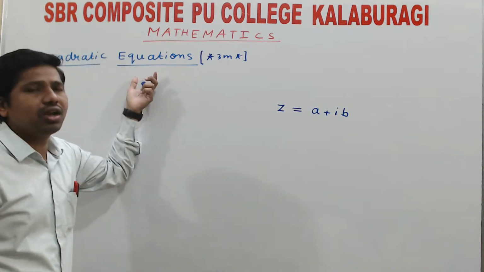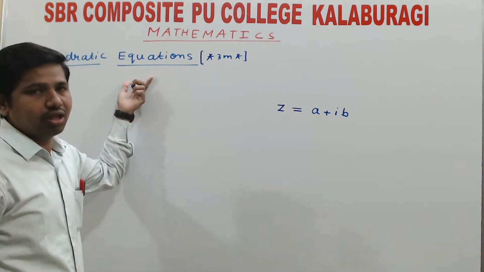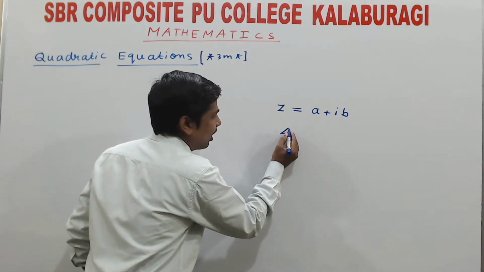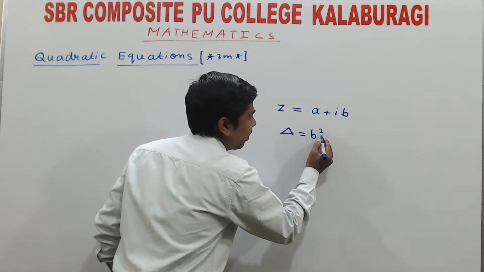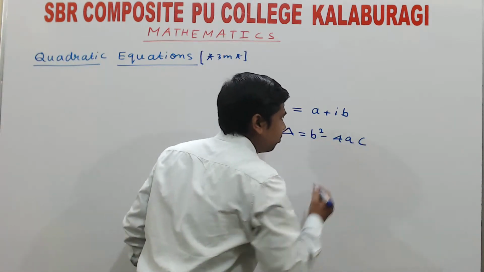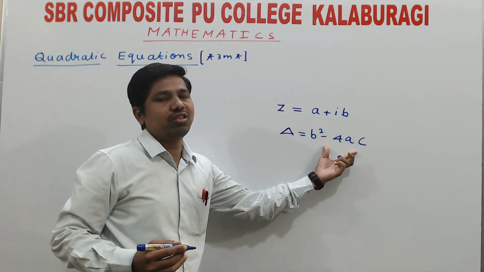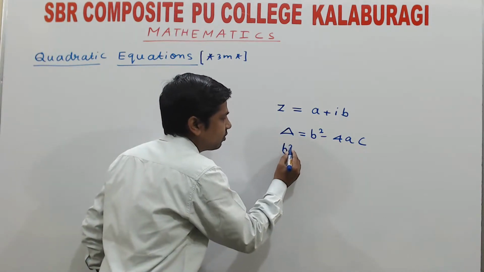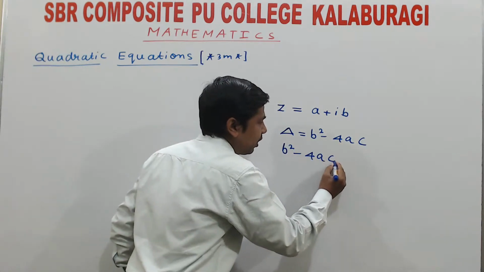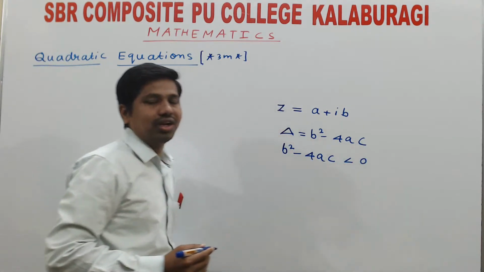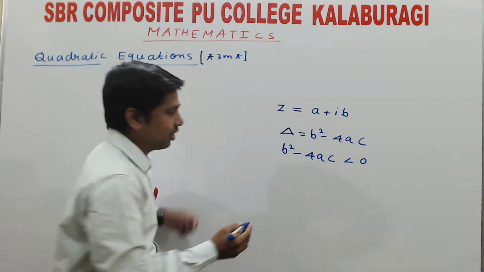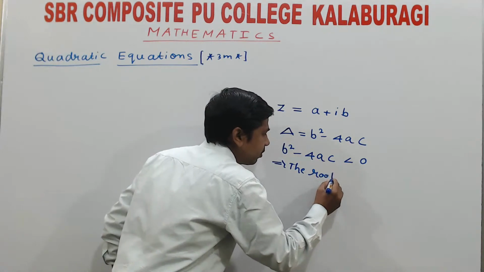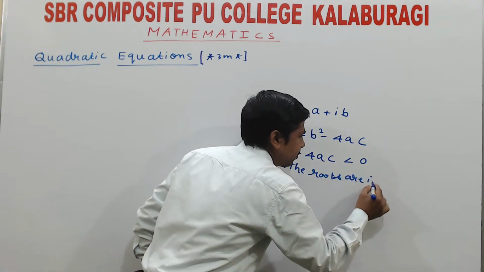And you have observed that while solving a quadratic equation, the roots of the quadratic equation depend upon your discriminant, that is delta. Delta equal to what? b square minus 4ac. The roots depend upon this quantity b square minus 4ac, that is your discriminant denoted by delta. If b square minus 4ac is less than 0, that indicates the roots are imaginary, right? Implies the roots are imaginary.